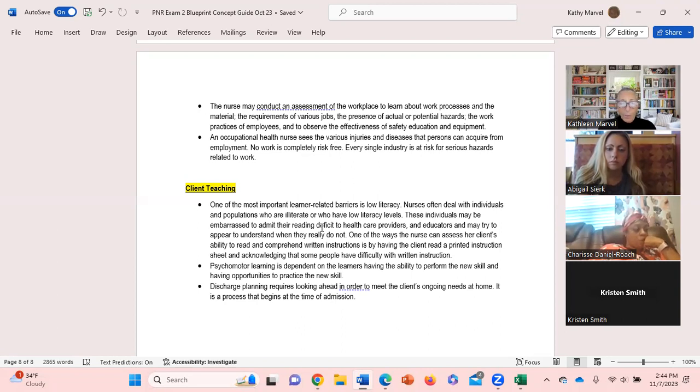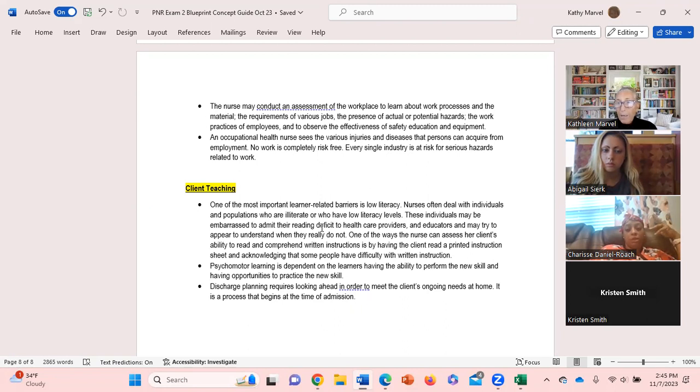Psychomotor learning we talked about is dependent on you having the ability to perform and practice the skill. Right? That's not cognitive, the 3 domains: cognitive, affective, psychomotor. Psychomotor is simply the doing, being able to practice your glucometer. All right, being able to practice your nebulizer, being able to practice your oxygen tank. That's the doing.